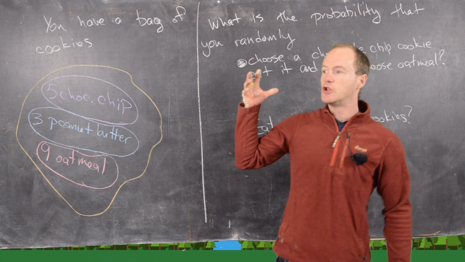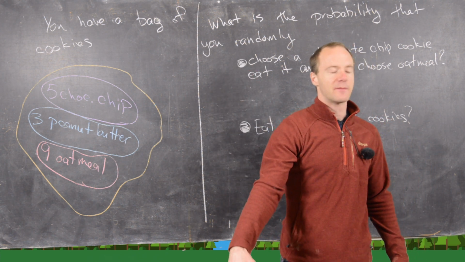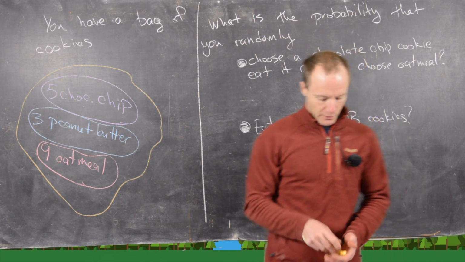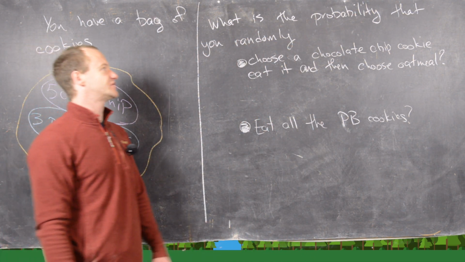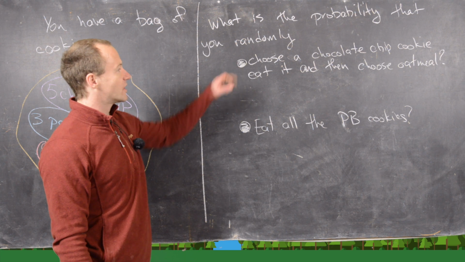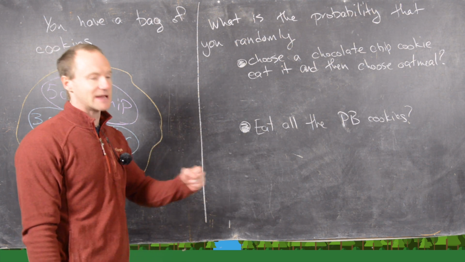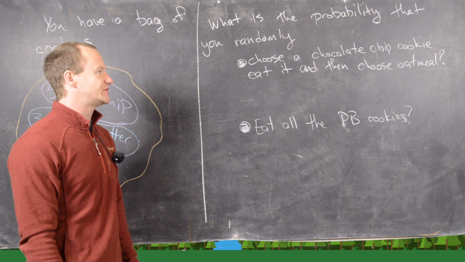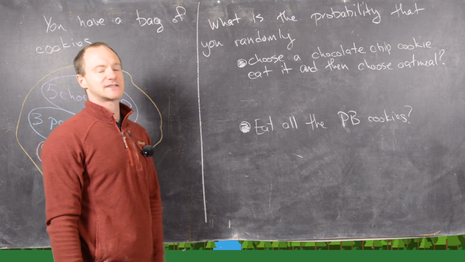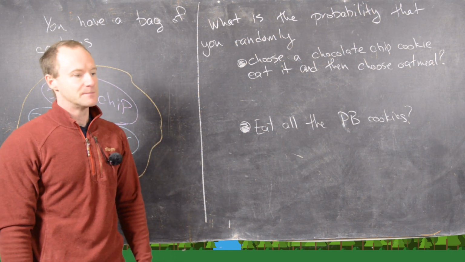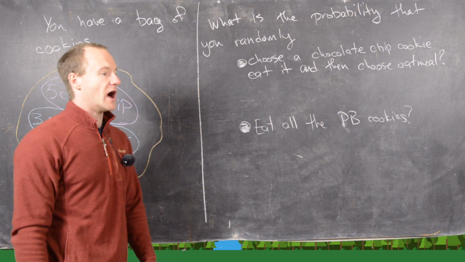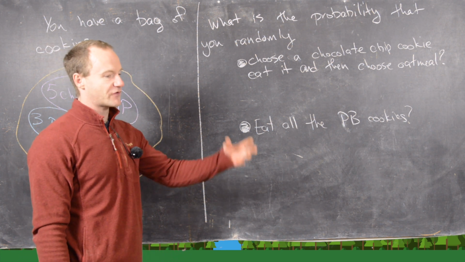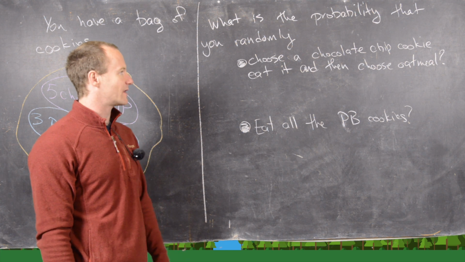And let's say you are randomly choosing from the bag without looking, and we want to tackle the following 2 questions. If you randomly choose one cookie, which is a chocolate chip, eat it, and then again randomly choose an oatmeal cookie, what's the probability of that happening? So we'll do the same thing that we did before, which is the probability of 2 events happening one after another is the product of their probabilities.